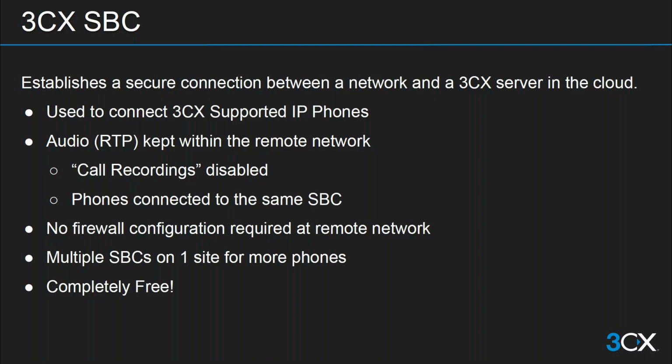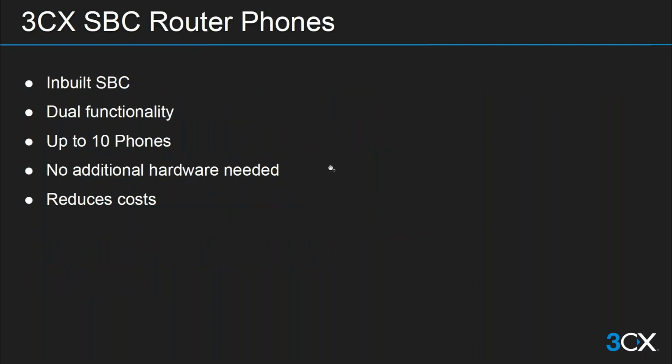No configuration or firewall required at the remote network. Multiple SBCs on one side for more phones. You can have 200 SBCs. There's no limitation in that regard, and it's completely free. Router phones have an inbuilt SBC, dual functionality, up to 10 phones, depending on the model. No additional hardware is required. It reduces costs.